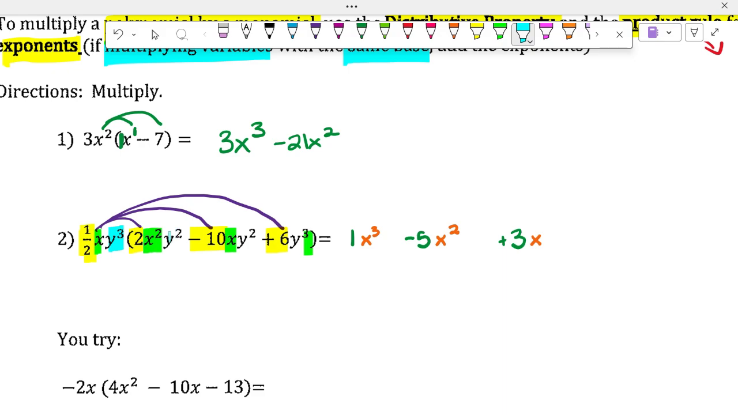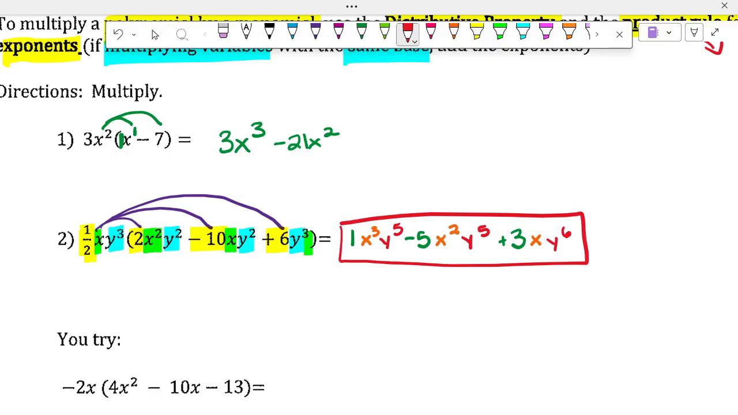Lastly, the y's. So y cubed times y squared is what? Y to the 5th. What about y cubed times y? Y to the 4th. What about y cubed times y cubed? Y to the 6th. So this would be my fully simplified expression. Now, if you have 2 different variables, don't worry about standard form. It's a whole other monster. I just expect standard form when it's a single variable straight across. All right.